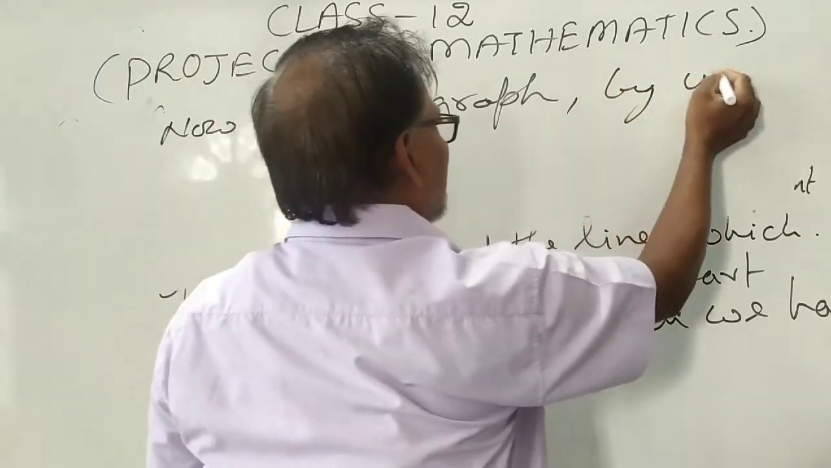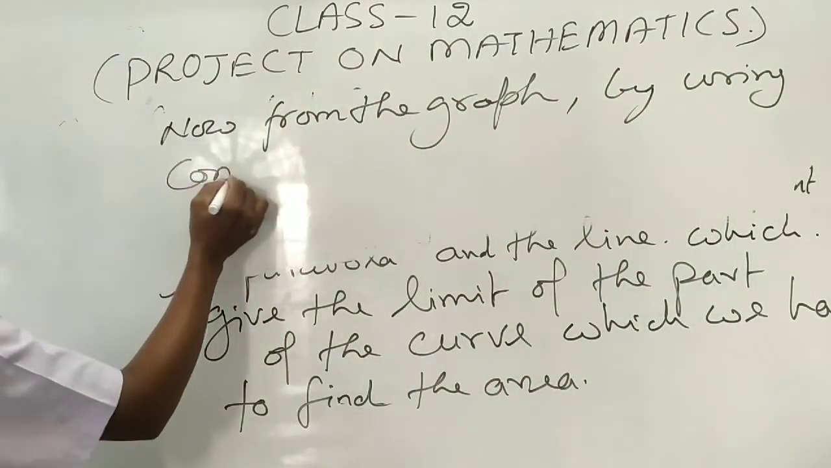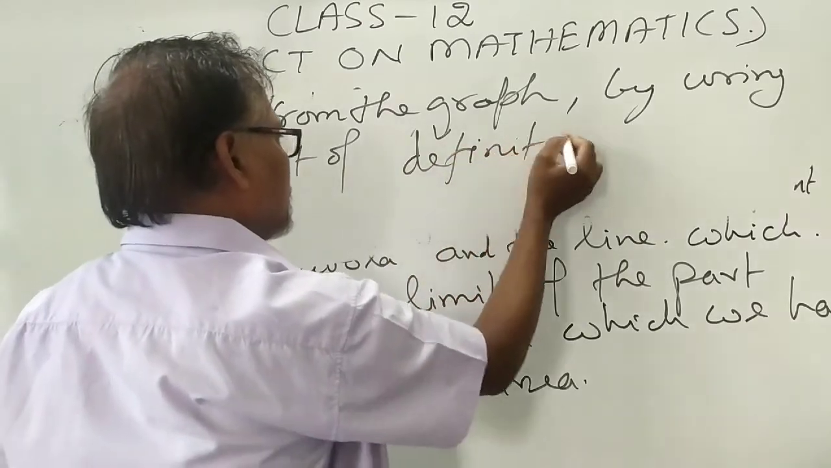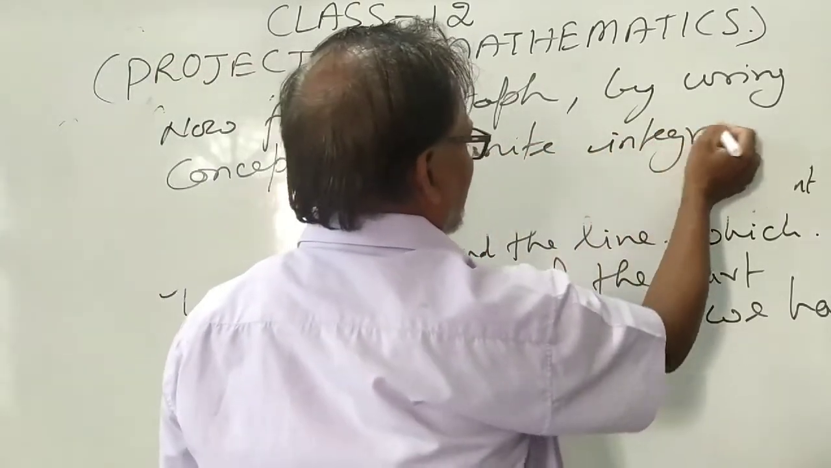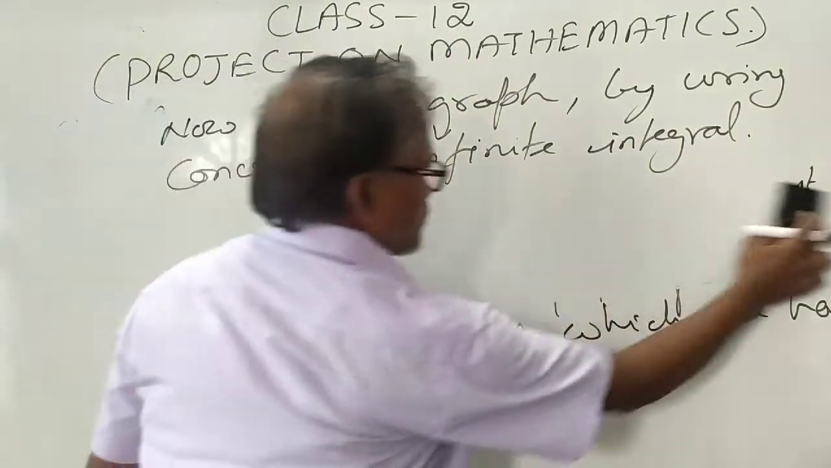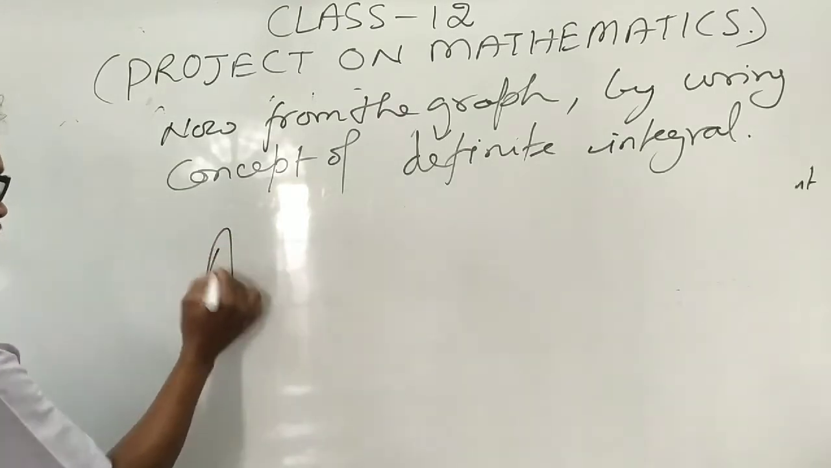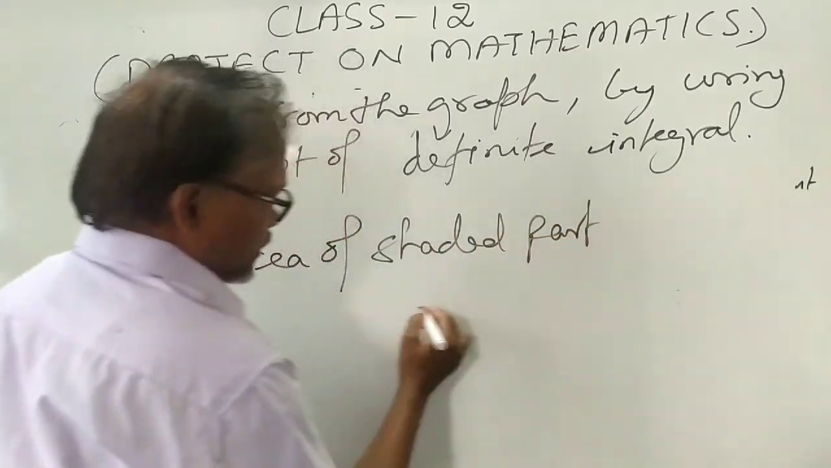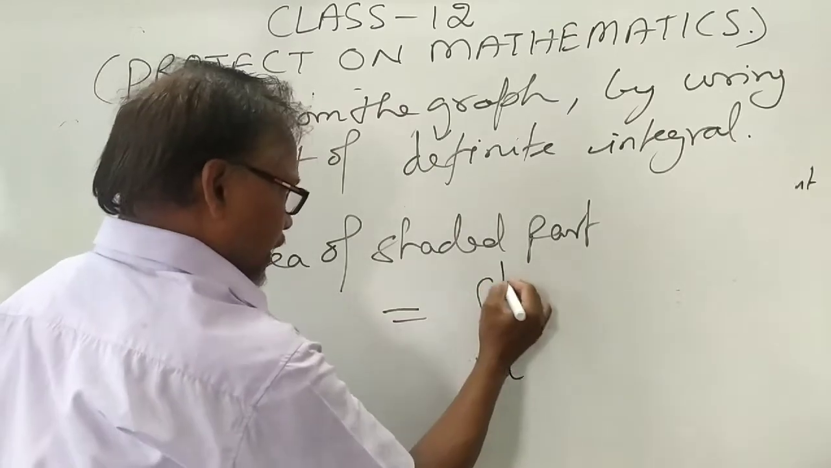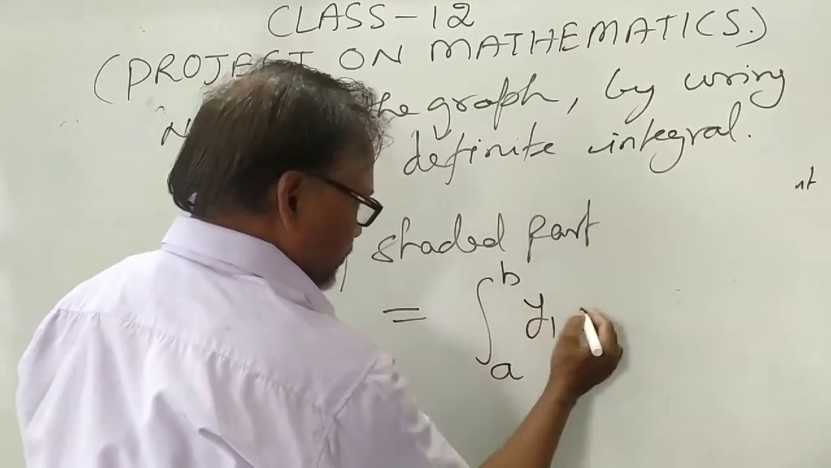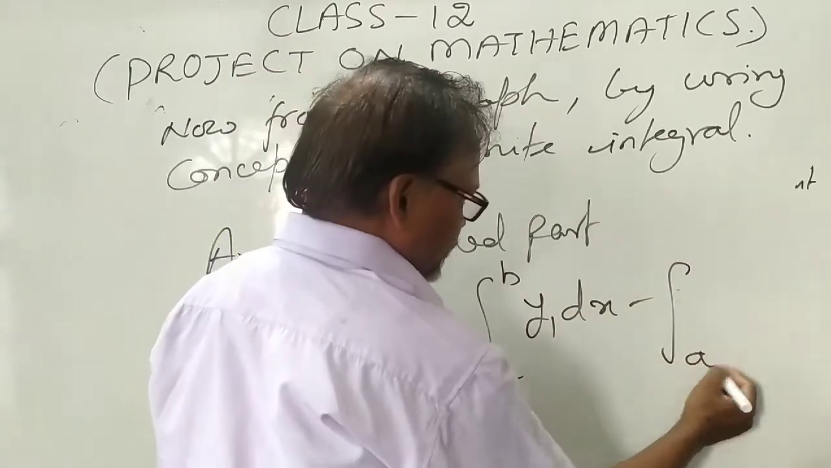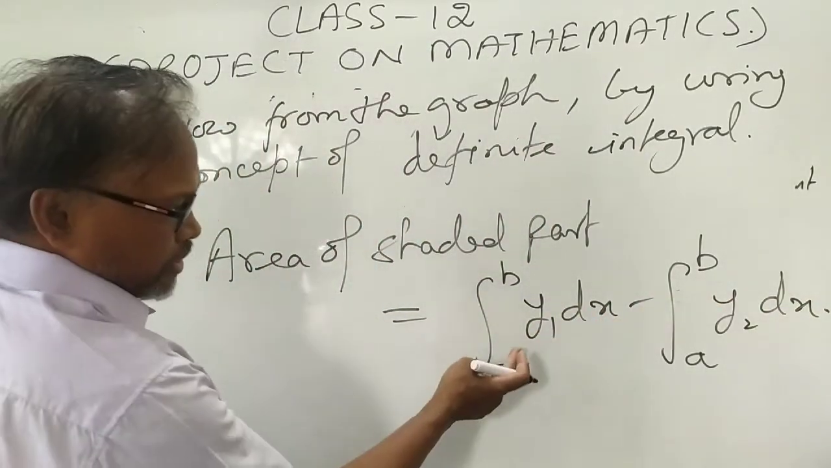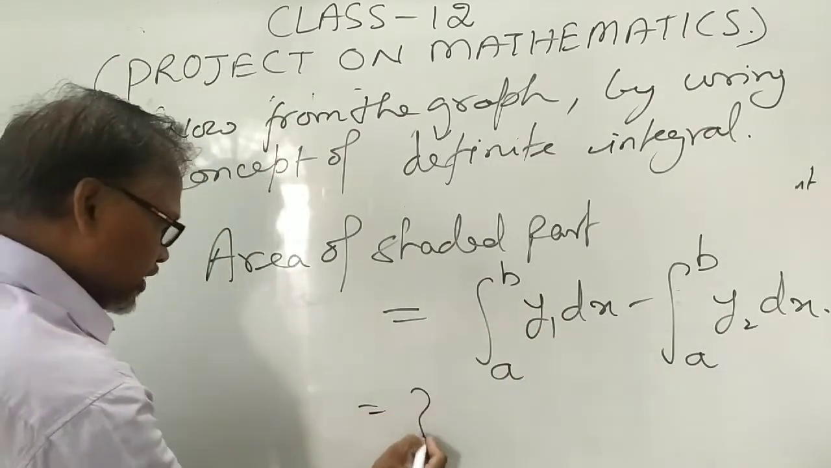by using the concept of definite integral, the area of the shaded part is equal to the integral from a to b of f(x) dx, जो y1 वाला था पैराबोला, एंड माइनस, क्योंकि वो माइनस करना है, integral a to b of y2 dx, means the equation of the line you will write in place of y2 and the equation of the curve, means parabola, in place of y1, so you will get the answer.